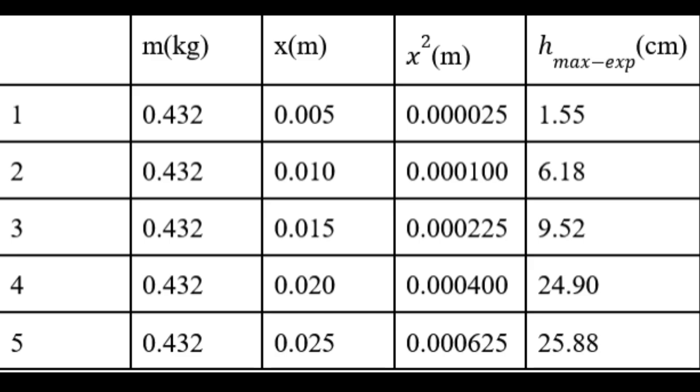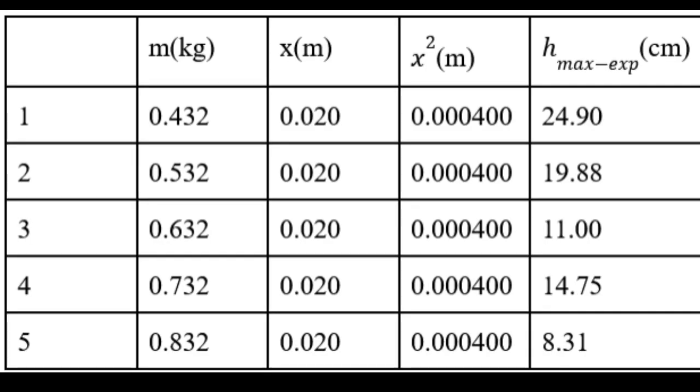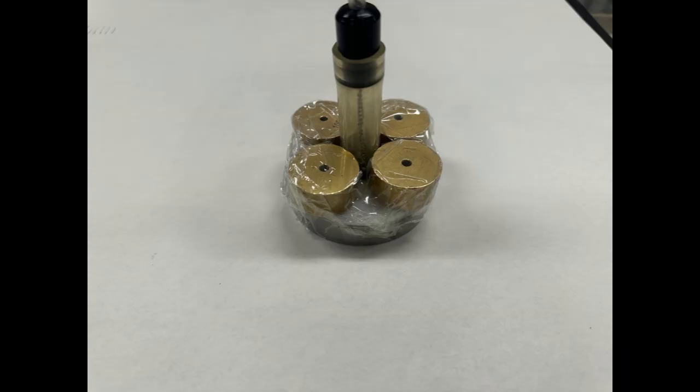In the first part of my experiment, I performed the experiment with fixed mass but different spring compressions. With 5 different compressions, I got these results. In the second part, this time I performed the experiment with fixed compression but different masses. With 5 different masses, I got these results. And this is an example of how I increased the weight of the puck.